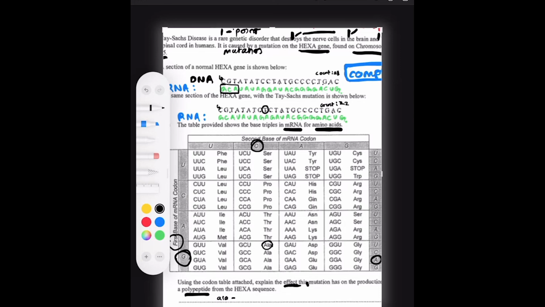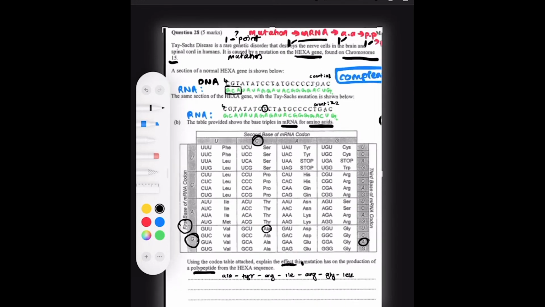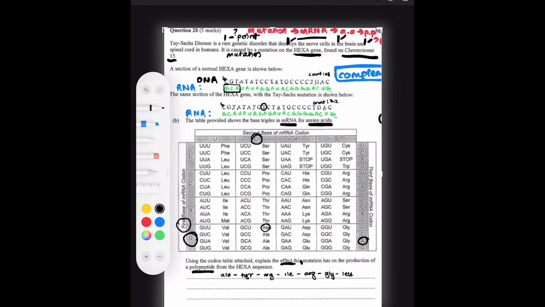Should I just say the letters? Yeah, just say the letters. TYR, ARG. Tyrosine, arginine. Yep. ILE. So that should be isoleucine. ARG, arginine. GLY, glycine. And LEU, leucine. Good. So I'm just saying the words so you start to get a bit more comfortable with what all of these words mean. They stand for one of the 20 amino acids. Good. So that's the normal amino acid sequence.